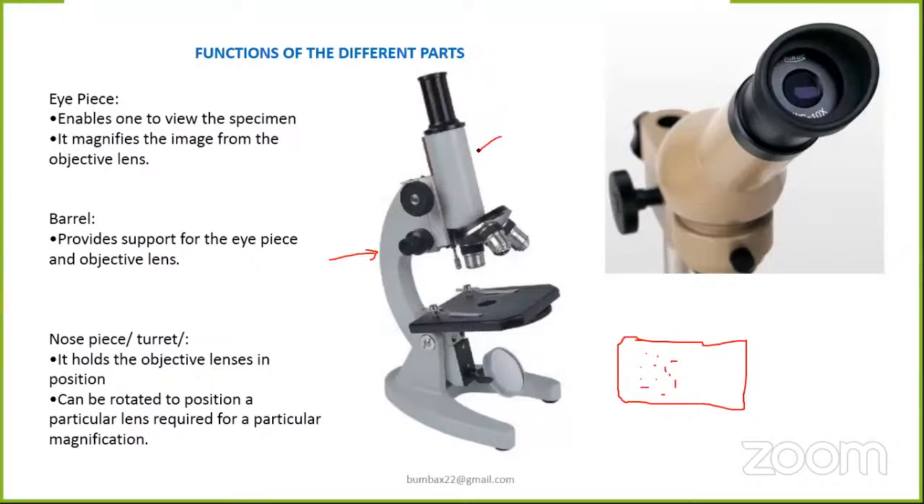This is the barrel here, which is holding this eyepiece lens. This is the coarse adjustment, and this is the fine. These are objective lenses, and each one has its own magnifying power. Some have magnifying power of up to 40, that is medium, or 45 or 50. Some have up to 100 magnifying power. Then the eyepiece normally has times 20, or some may have times 15, like that.